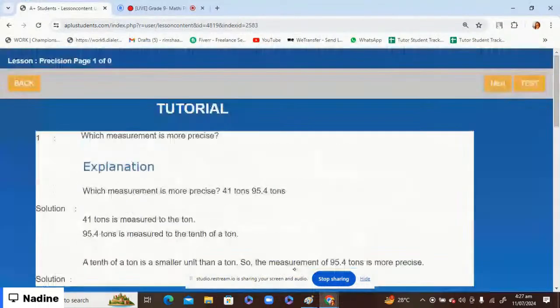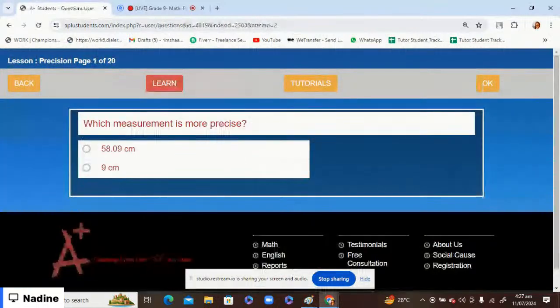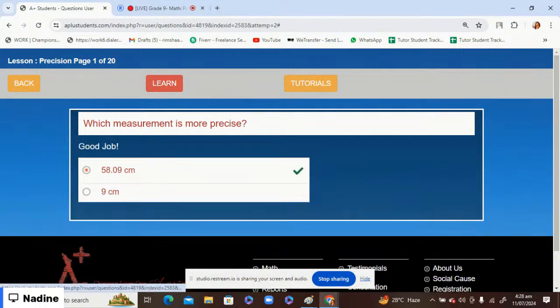So next, let's do the test questions. Which measurement is more precise? Check it out. Which one is in the form of decimal? The decimal one is more precise as compared to the other one. The decimal one is 58.09, and the other one is 9 centimeters. So the decimal one is more precise. So here we go with the option 58.09.